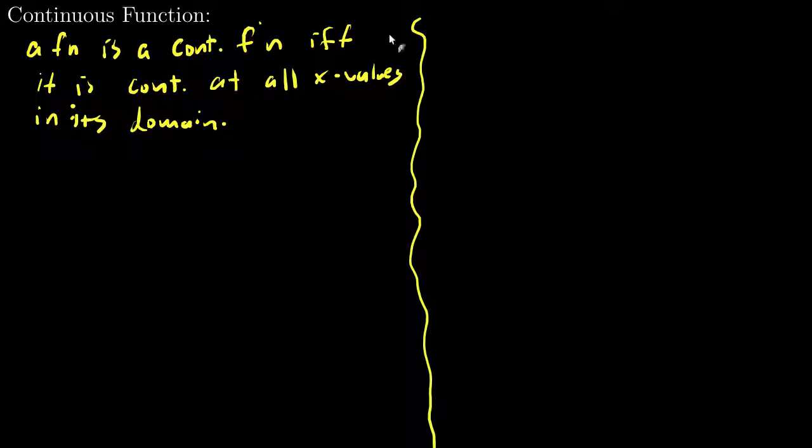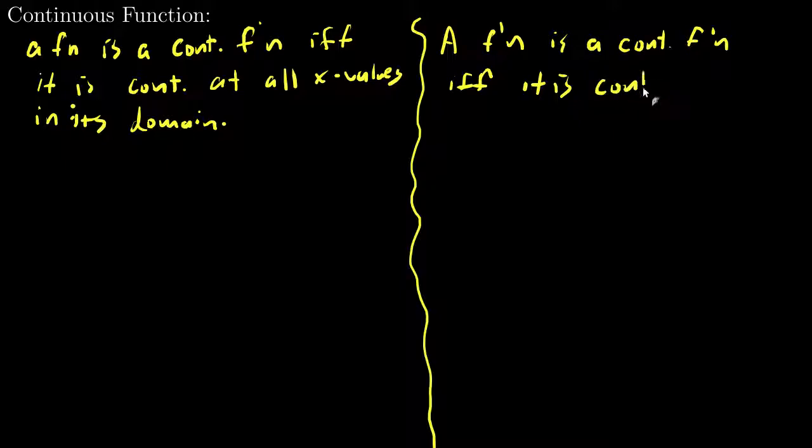The one that most people might prefer is this different one, and depending on who's talking to you, depending on what book you're using, they might follow this one. So a function is a continuous function if and only if it is continuous for all real numbers x. And this is the one that you might think of.